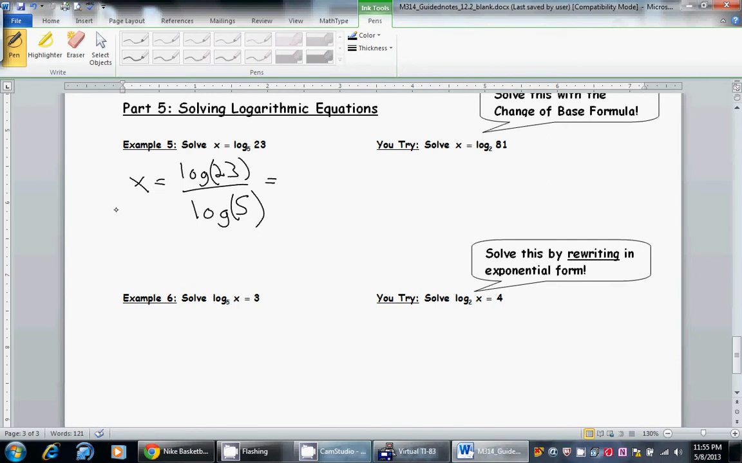Type that into your calculator with the correct parentheses, and you should get 1.948. So again, what does this mean? This means that 5 to the 1.948 should be 23. Because remember, with logs, we're solving for the exponent. That's what this log is equal to. This x value here is that exponent. So that's your answer, 1.948.